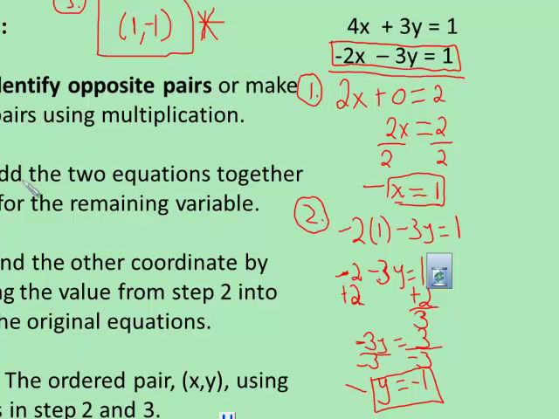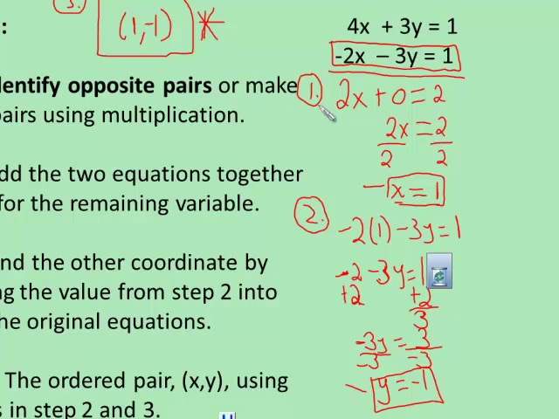Second step, add the two equations together and solve for the remaining variable. And the third step is find the other coordinate by substituting the value from step 2 into either of the original equations.